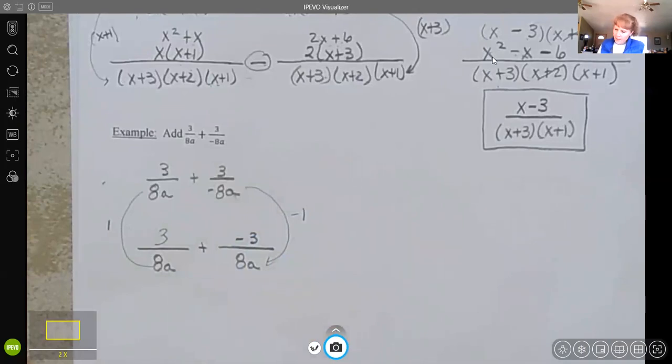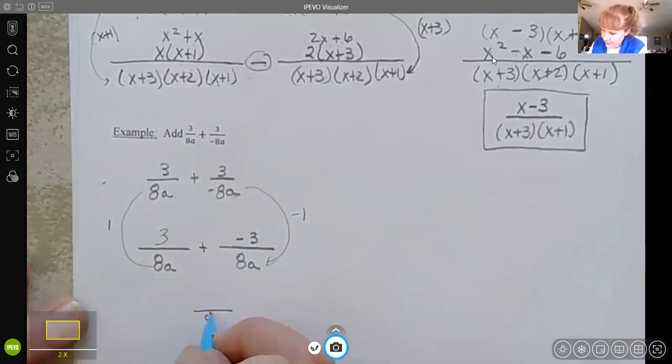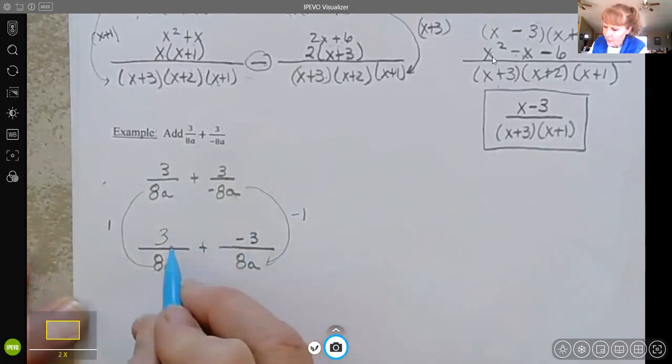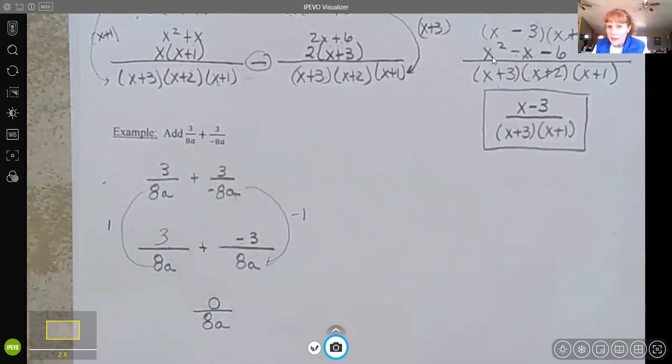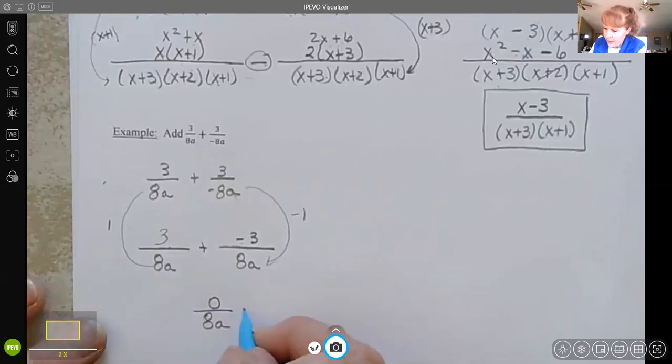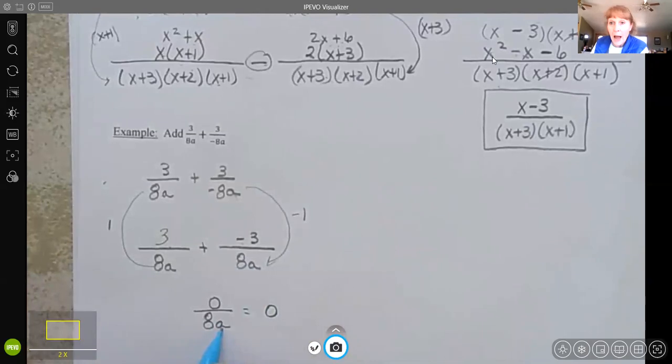So when you add your numerators together, because you have a common denominator, you get 3 plus a negative 3, which is 0. And whenever you have a 0 in the numerator, your answer is 0. Now, if the 0 had been in the denominator, which it wouldn't be when you're adding, but if that ever happens for some reason, then it's undefined. But if it's in the numerator, your answer is 0.